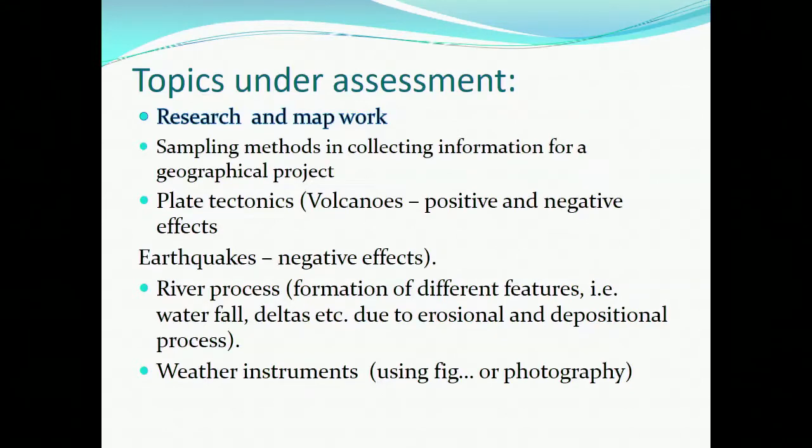Another thing that we have to look at is the process. It could be coastal, river, or wind. But in this case, let's look at the river process, for example. You can look at the formation of different features, like how a waterfall is formed, how a delta is formed, and any others. Those happen as erosion or deposition of material is happening, as the river carries its material downstream.